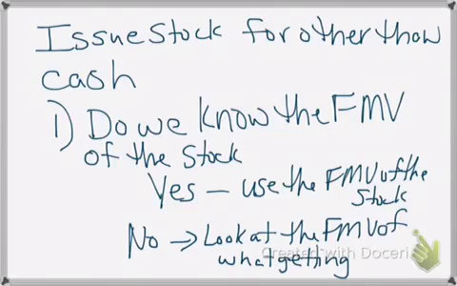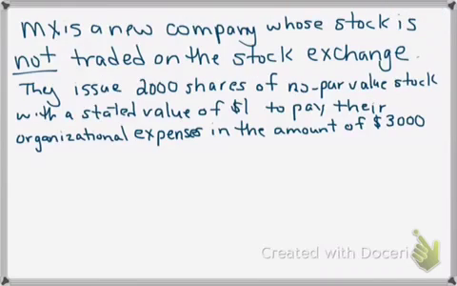So those are the things that we have to look at when we issue stock for land or organizational expenses, legal fees, things like that, and payment for those things. Do we know the fair market value of the stock? If the answer there is yes, then that's what we use. If the answer is no, we do not know the fair market value of the stock, then that's when we would use the fair market value of what we're receiving. So in this particular case, it is not traded on the stock exchange. Therefore, we do not know the fair market value of this particular stock. So, fair market value of stock in this one is unknown.